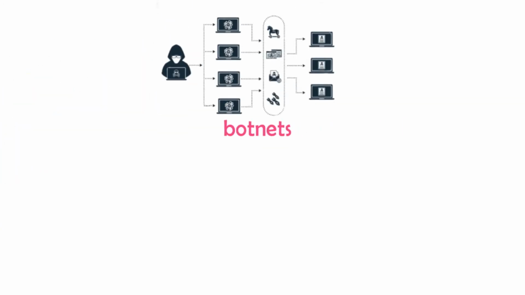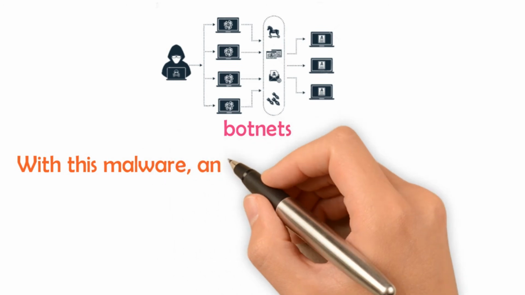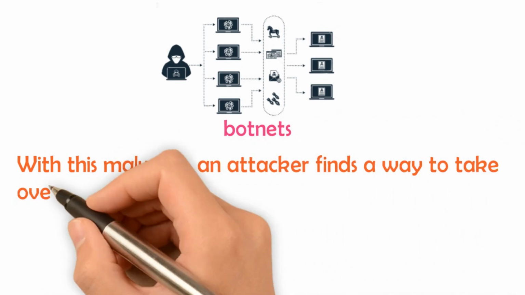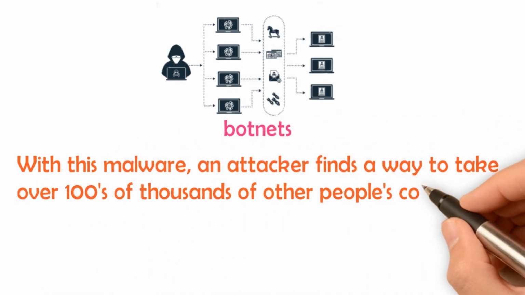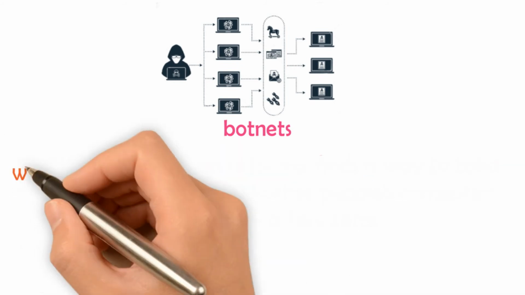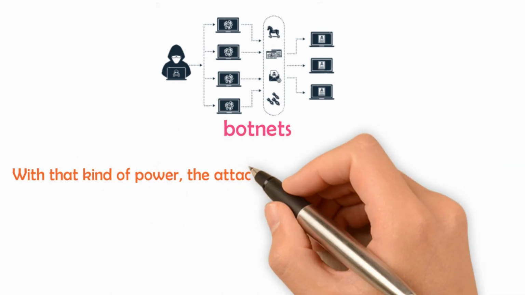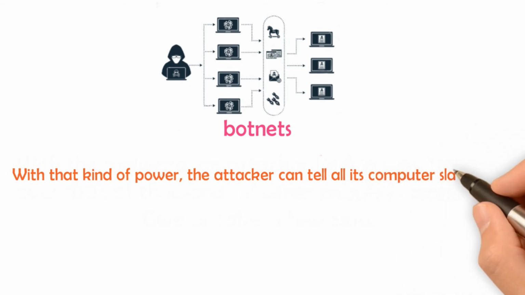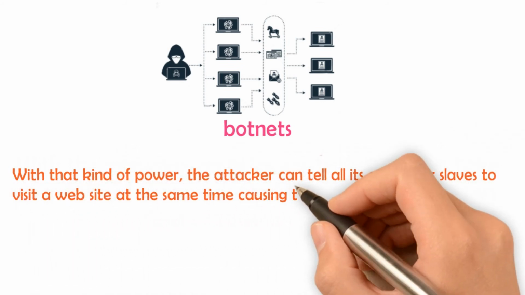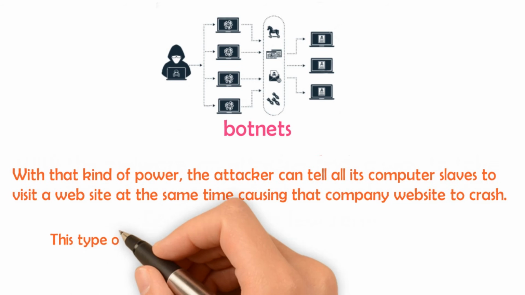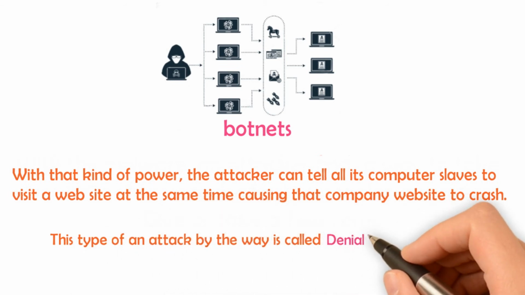Then you've got your botnets. With this malware, an attacker finds a way to take over like hundreds of thousands of computers, other people's computers, give or take a few zeros. With that kind of power, the attacker can tell all his computer slaves to visit a website at the same time, causing the target website to crash. This type of attack, by the way, is called denial of service, DoS.